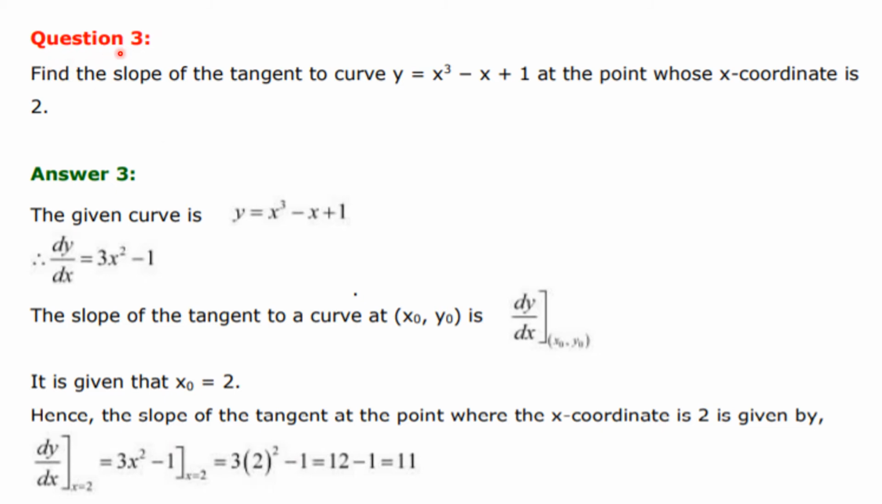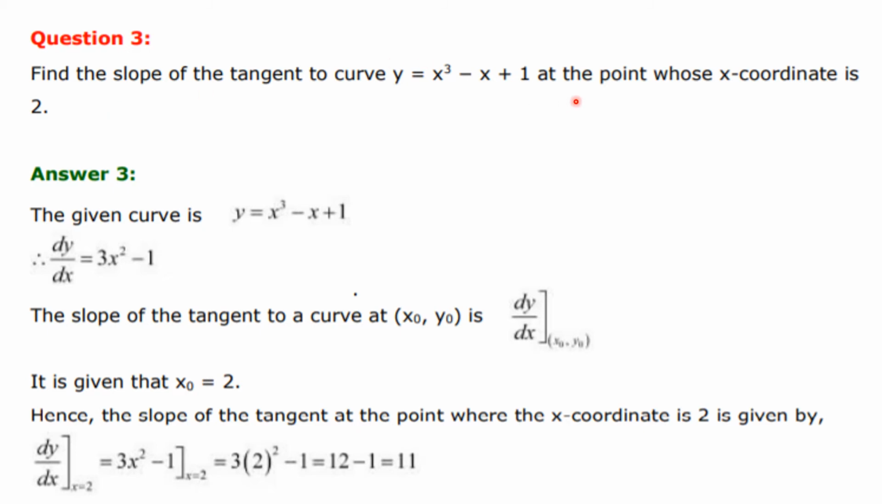Now come to question number 3. See question number 3. Find the slope of the tangent to the curve y is equal to x cube minus x plus 1 at the point whose x coordinate is 2. Understood this question, my children? What is given in the question? The equation of the curve is given and the point is also given indirectly. How is it given? The point whose x coordinate is 2. It is nothing but x is equal to 2 only.